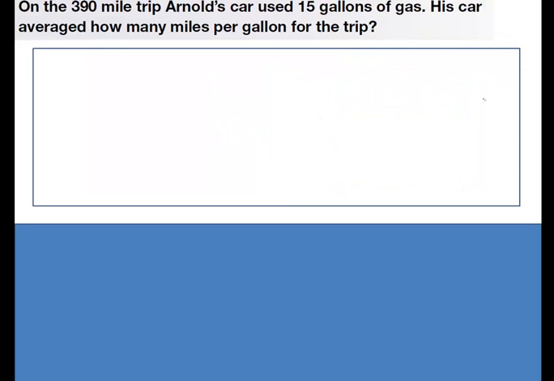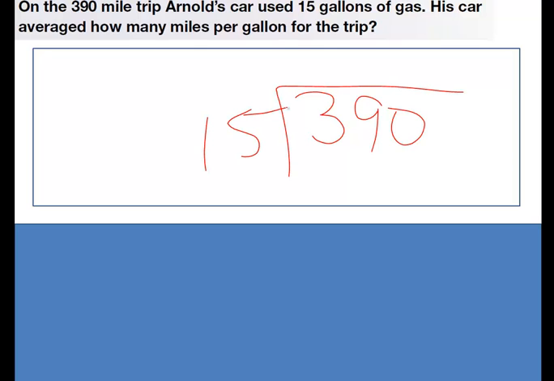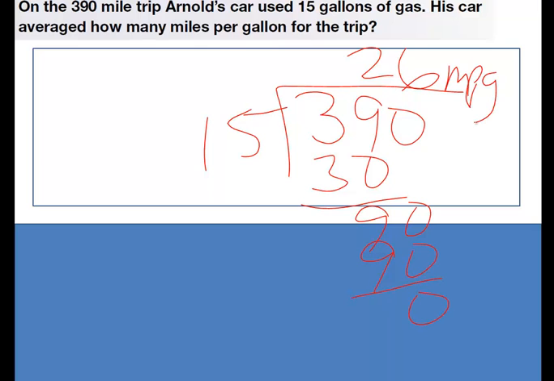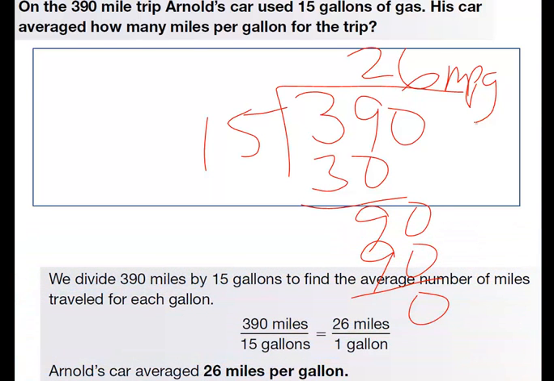On a 390-mile trip that Arnold took, his car used 15 gallons of gas. So what kind of gas mileage does his car get? See if you can get the answer. How many miles can he go on each gallon of gas? Again, you're going to take your 390, but this time you're going to divide it by how many gallons of gas he has, which is 15. All right, so he gets 26 miles per gallon in his car, because he can drive 390 miles on 15 gallons of gas. 26 miles per gallon.